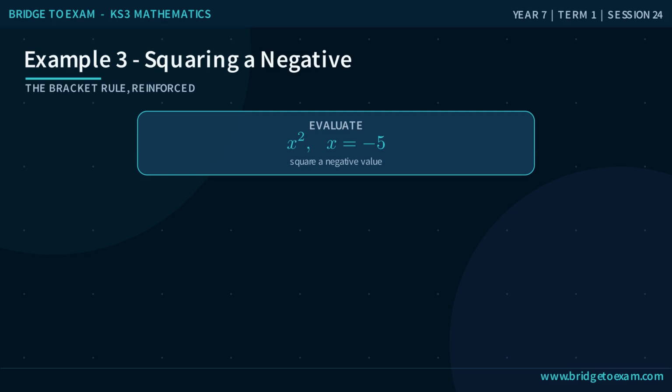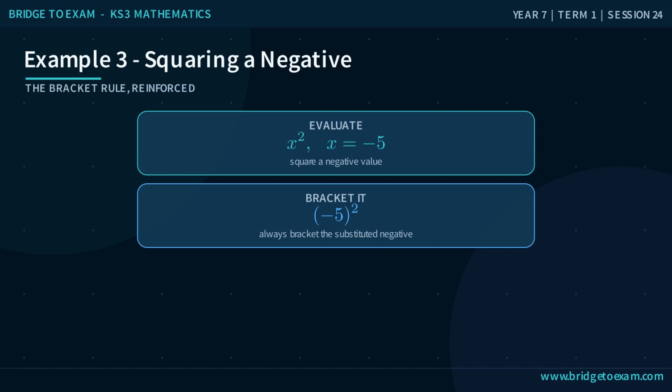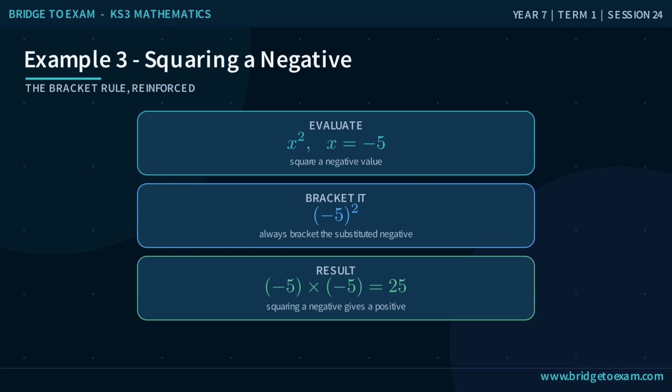Evaluate x squared when x equals -5. Substitute with brackets, -5, in brackets, squared. -5 times -5 is 25. Squaring a negative always gives a positive.